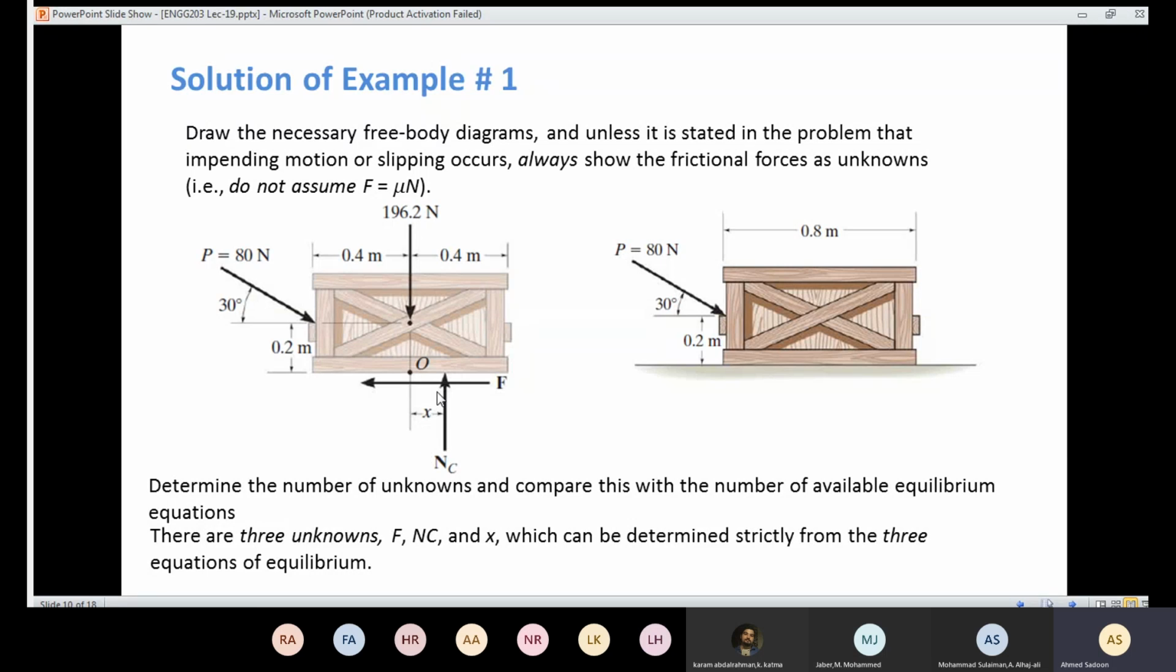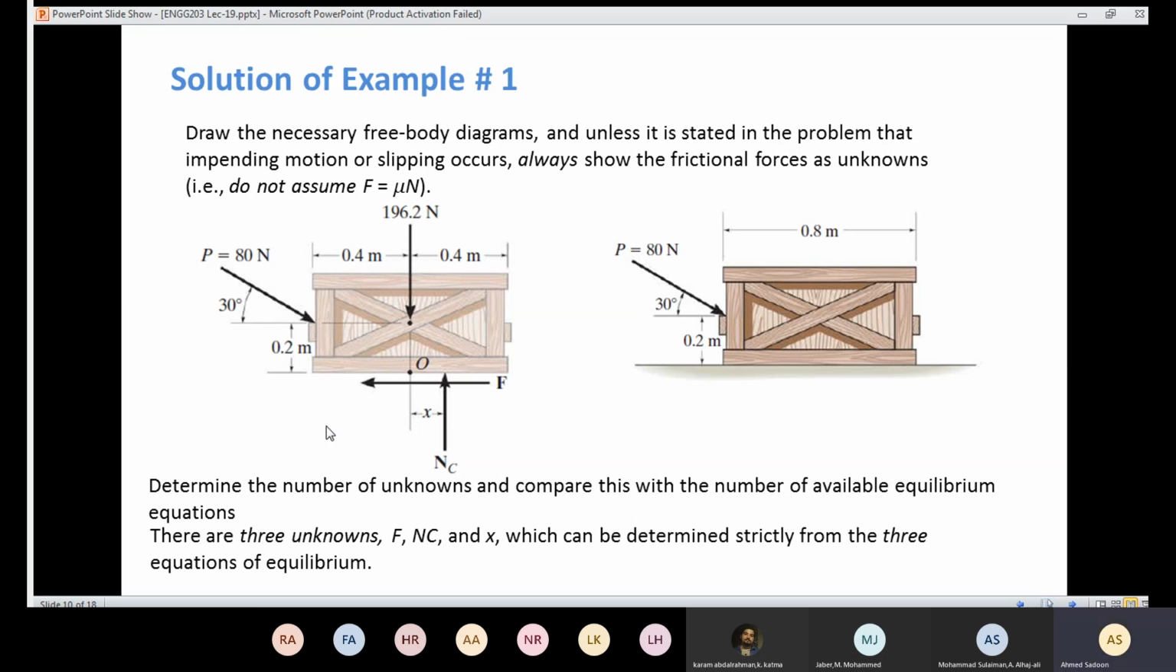So the normal force is going to be applied at distance x from the center of gravity of the box. And here we have the weight of the box. We convert the value to weight here, and the line of action is going to pass through the center of gravity of the box. So now we have drawn the free body diagram.